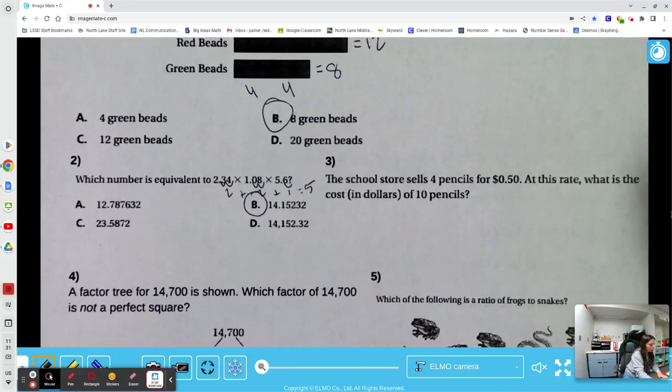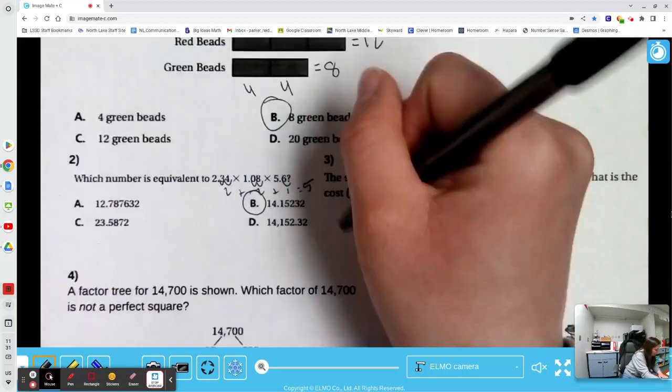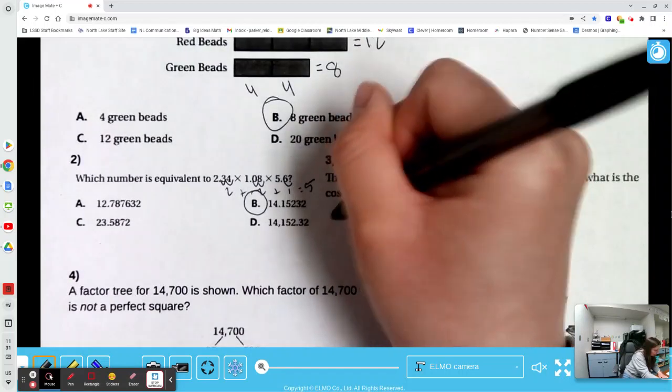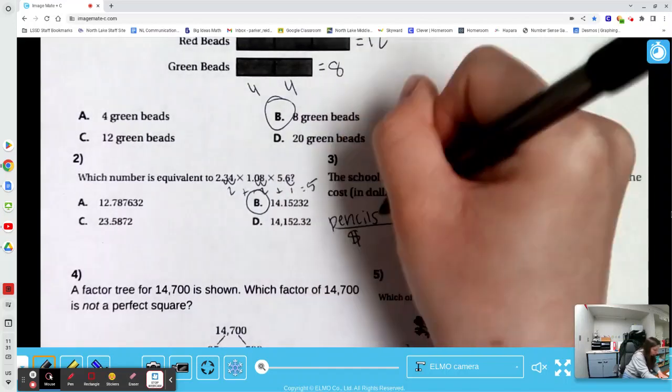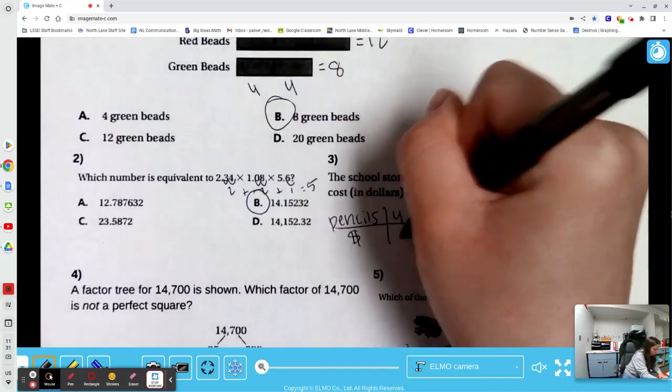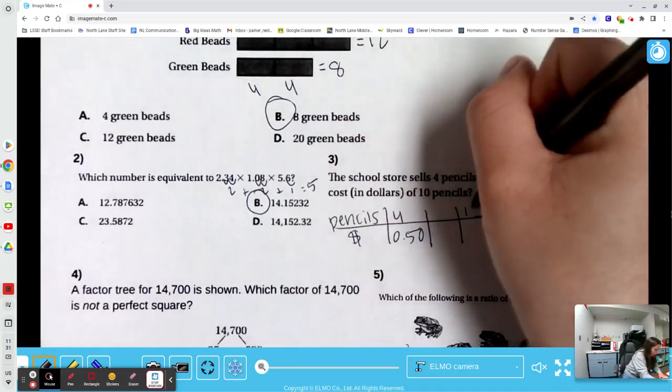Number 3, the school store sells four pencils for 50 cents. At this rate, what is the cost in dollars of 10 pencils? I'm going to use a ratio table to figure this out. I'm going to do pencils and then money. So I know right now I can get 4 for 50 cents. I want to know how much for 10.